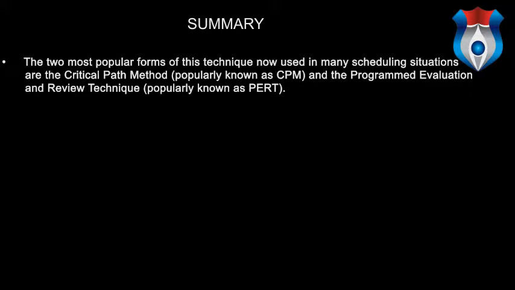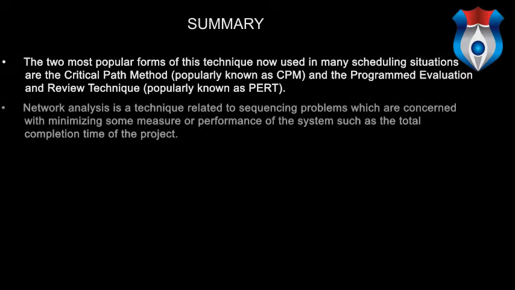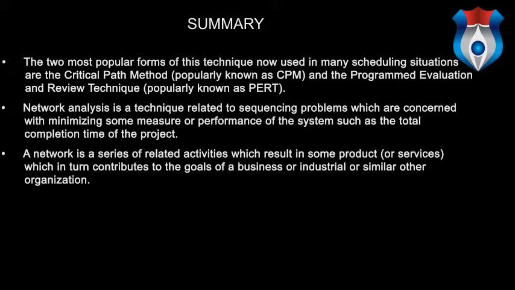Now in the end, let us summarize what we have learned in this lecture. The two most popular forms of this technique now used in many scheduling situations are the critical path method, popularly known as CPM, and the program evaluation and review technique, popularly known as PERT. Network analysis is a technique related to sequencing problems which are concerned with minimizing some measure of performance of the system, such as the total completion time of the project. A network is a series of related activities which result in some product or services, which in turn contributes to the goals of a business or industrial or similar other organization.